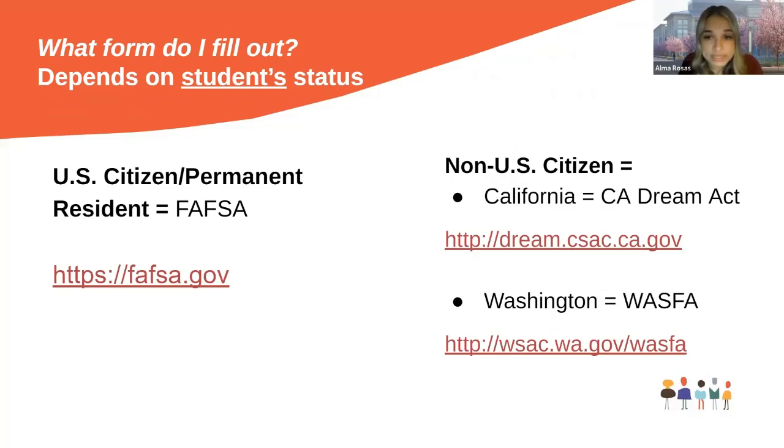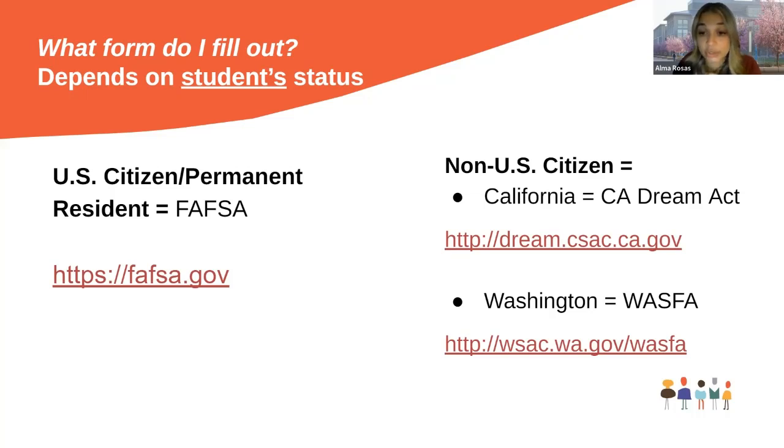So if you are a U.S. citizen or a permanent resident, you're going to fill out your FAFSA. If you have a social security number, you're going to use it for FAFSA. If you are a non-U.S. citizen, if you are undocumented folks, you are going to fill out the California Dream Act or the WASFA.